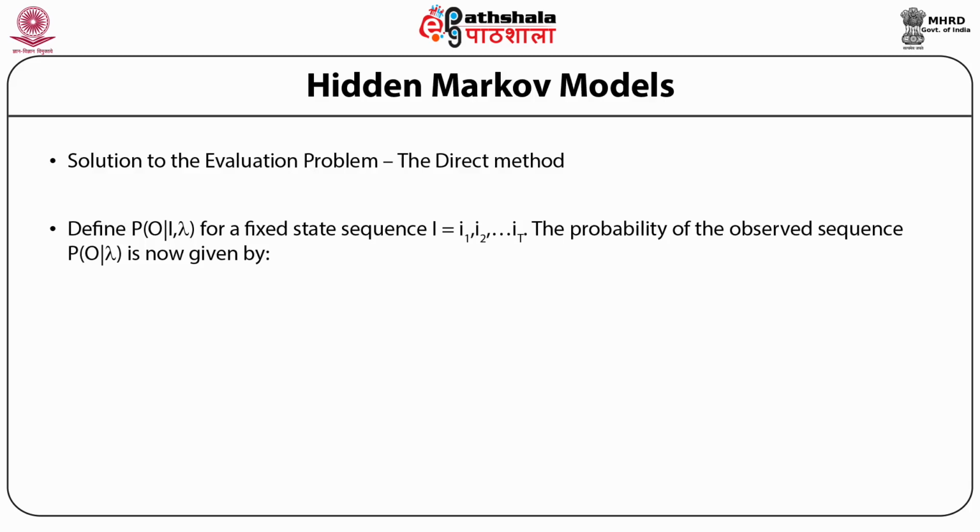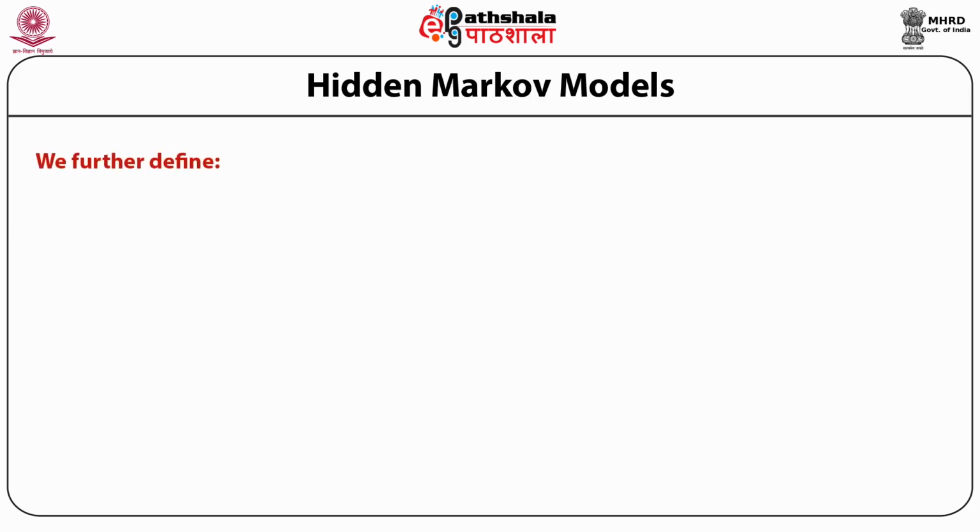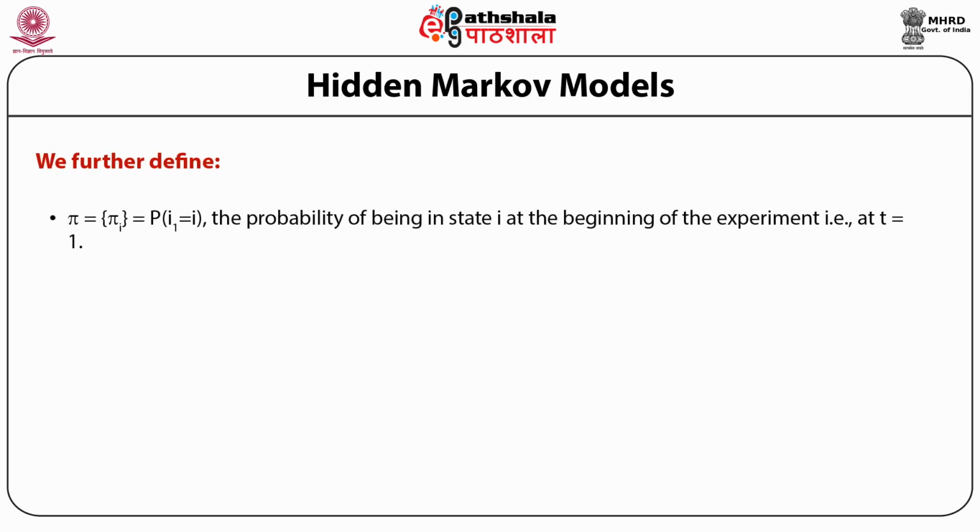Now this probability P(O | λ) is given by the summation of the probabilities of P(O | I, λ) times the probability of P(I | λ). We further defined an initial state, let me call it π_i, for which the probability is π. Okay, so a starting state which is not part of my sequence.